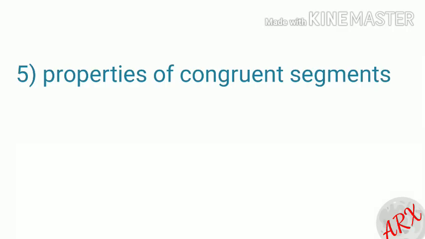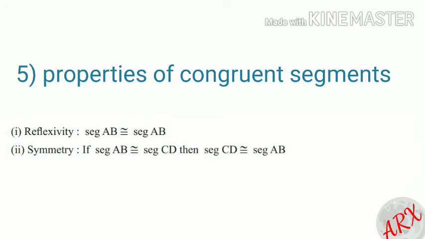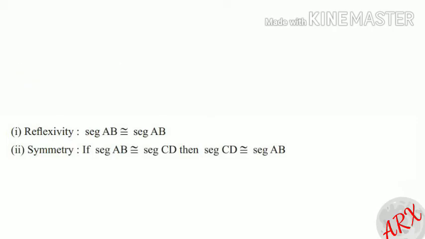Point number 5, properties of congruent segments. First property, reflexivity. Every segment is congruent to itself. For example, segment AB congruent to segment AB. Second property, symmetry. If one segment is congruent to second segment, then second segment is also congruent to first segment. For example, if segment AB congruent to segment CD, then segment CD congruent to segment AB.